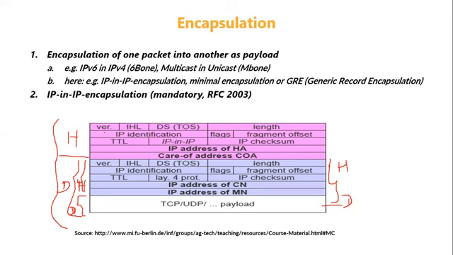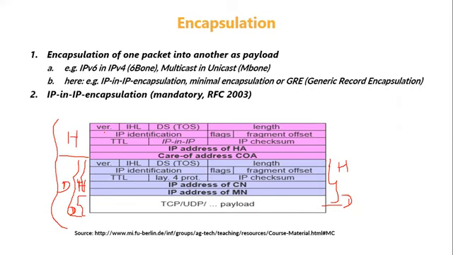So what does the inner header contain? The inner header is almost unchanged during encapsulation. Here the source address is the original sender, the address of CN, and the receiver is the address of MN. The only change here is that the TTL will be decremented by 1.